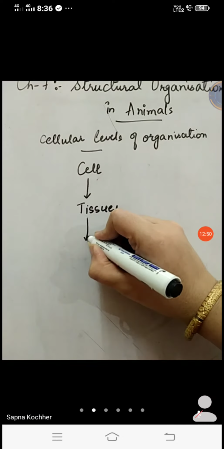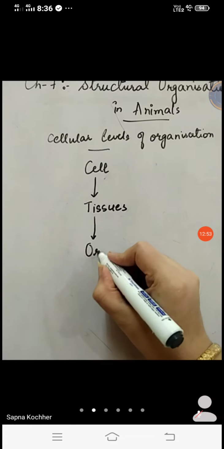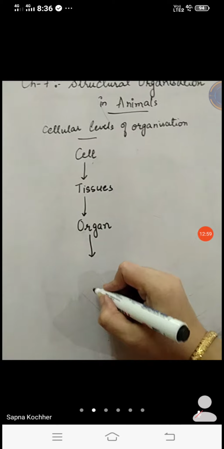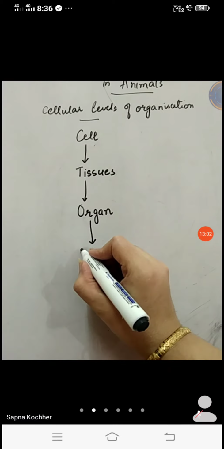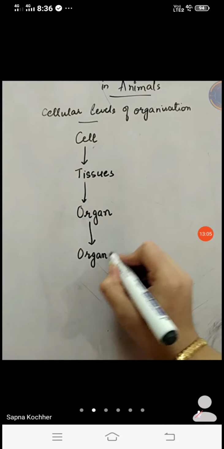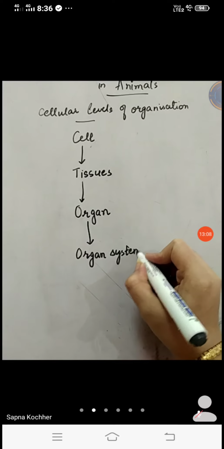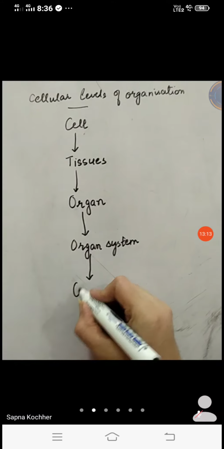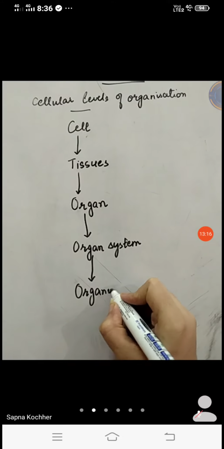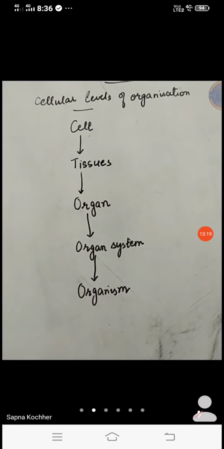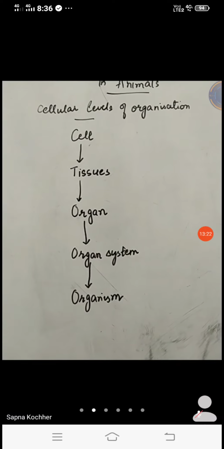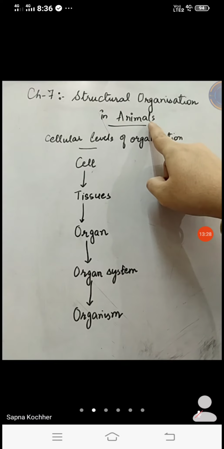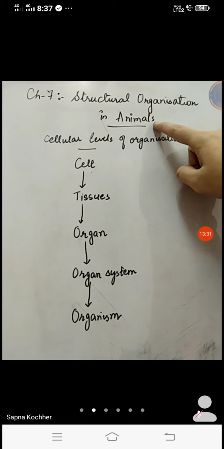After this, the tissues are organized to form an organ. A number of organs are linked together, forming a connection and performing the same function. So they form the organ system, and a collection of organ systems performing different functions in a single organism's body compiles up to the organism. So these are the cellular levels of organization: the organization from the cell up to the organism, how organisms, that is animals or plants or any living organism, are made.